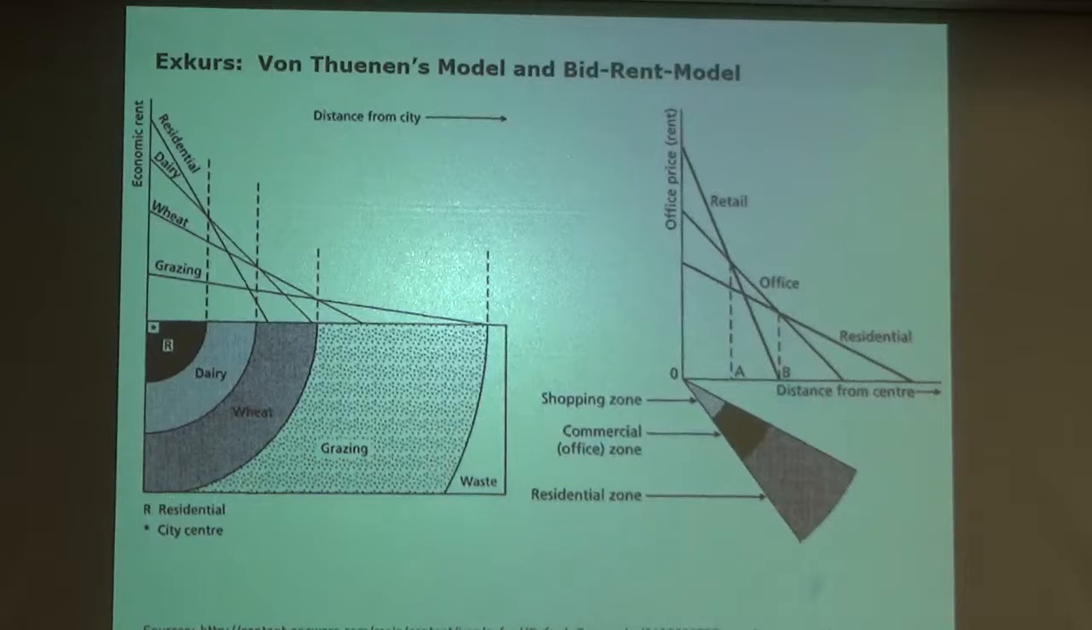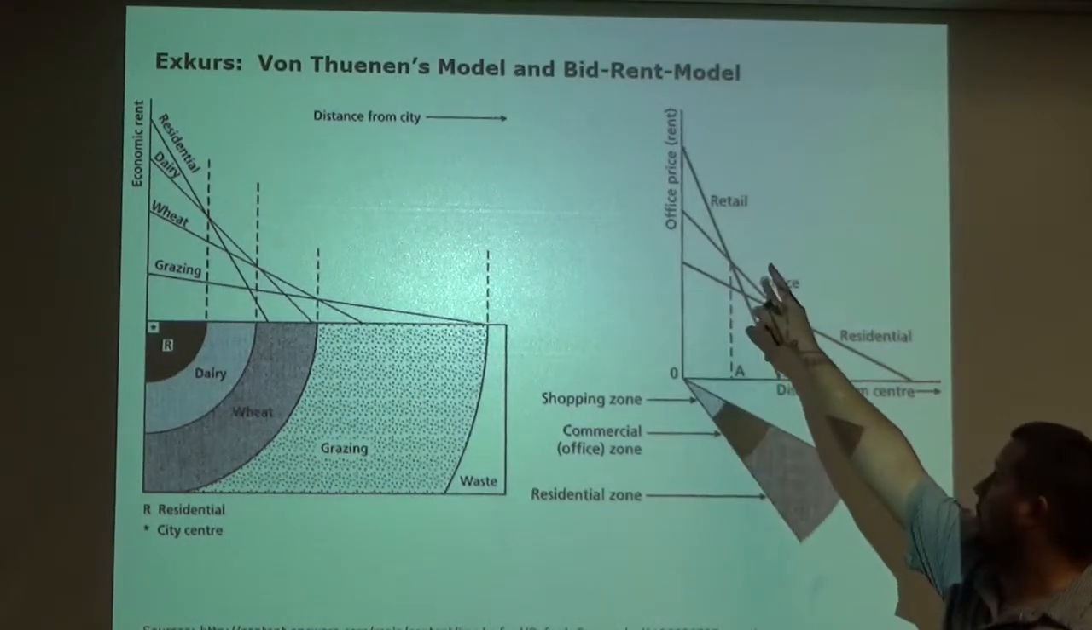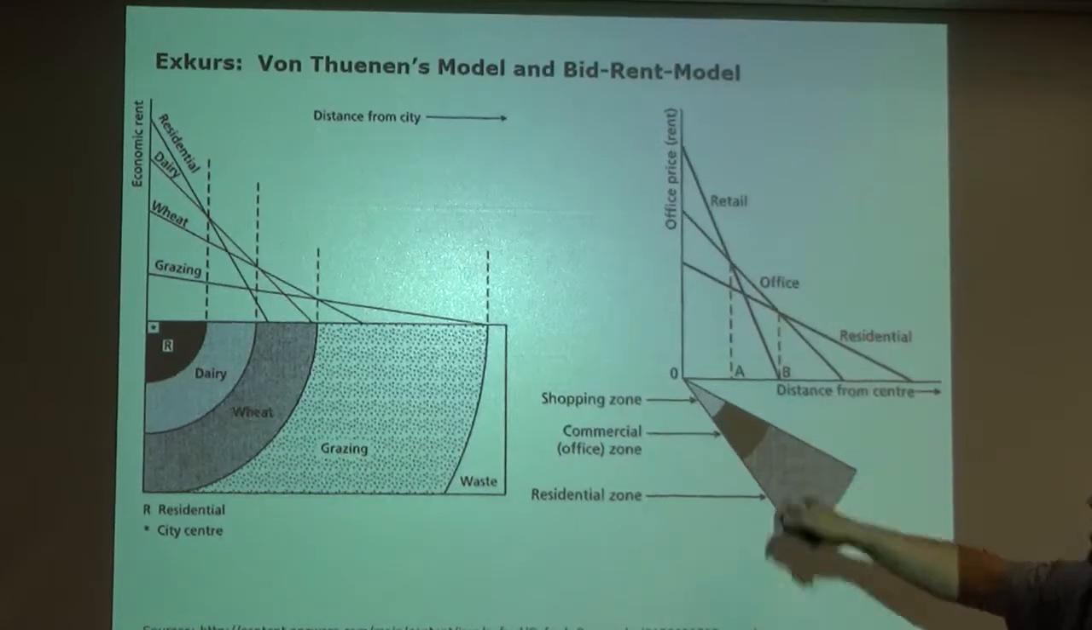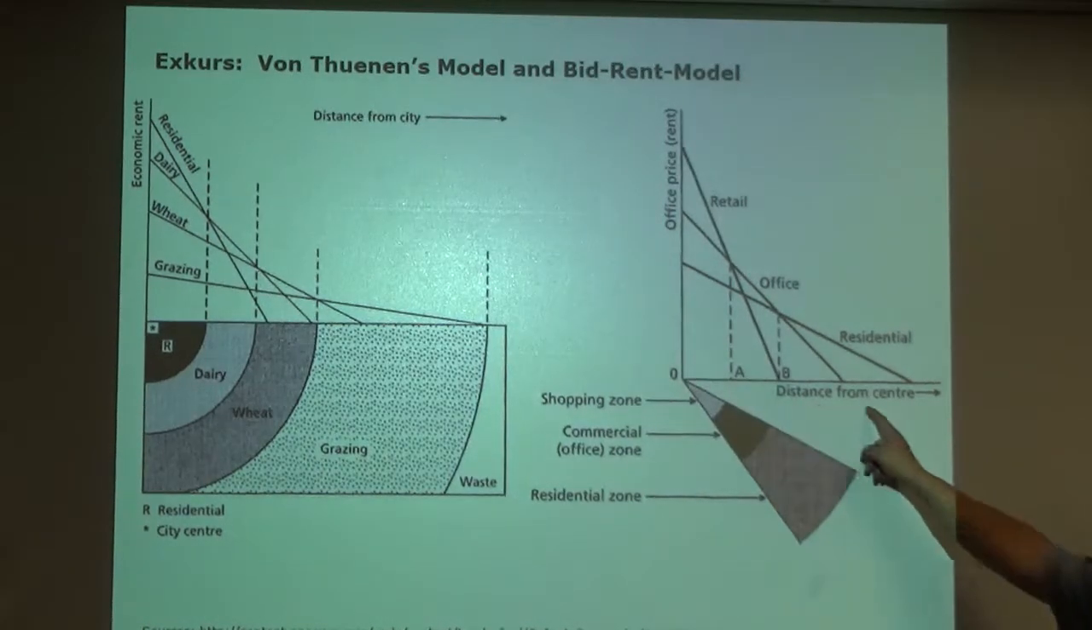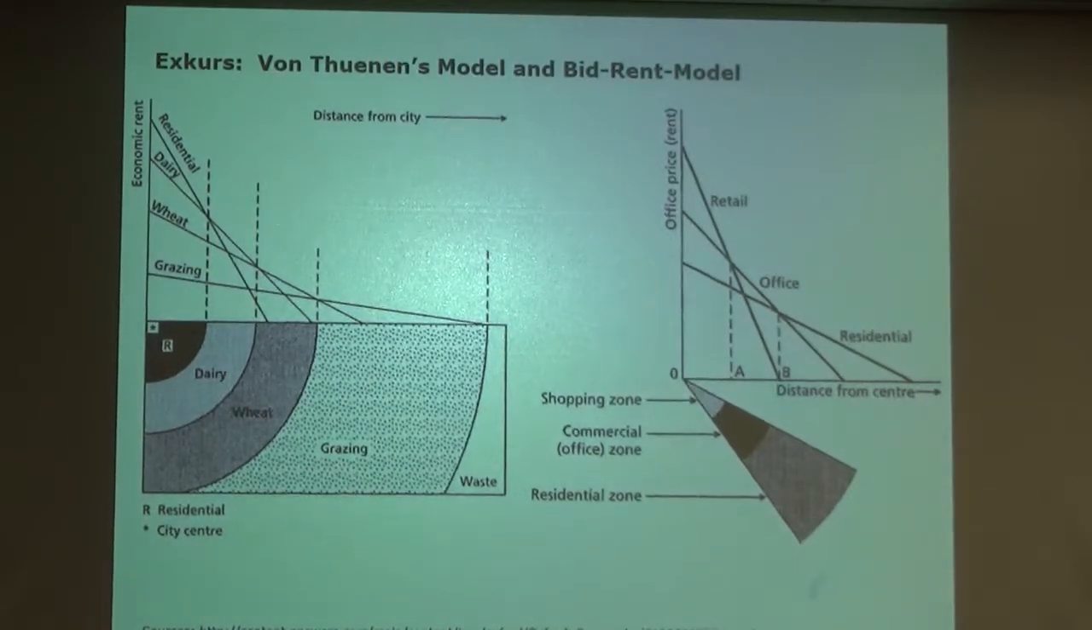But now I'm looking here at different objects like retail, office, and residential. Depends on the market, depends on your location. The pattern is the same. Distance from the center is increasing. This is the office price as an example, as rent. Economic rent here, office price here. Fairly easy to compare. Shopping zone, commercial office zone, residential zone. A classic example of central business district, and then you move into residential and suburbia.